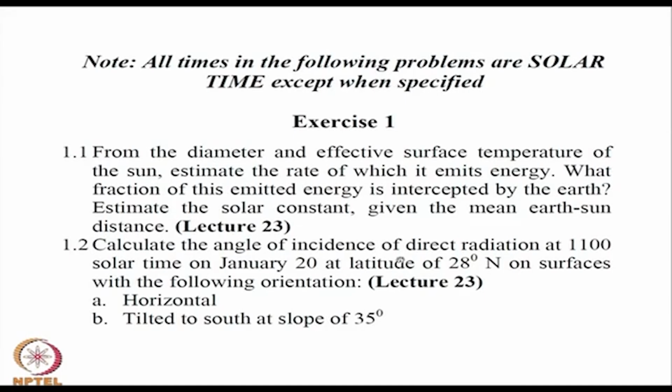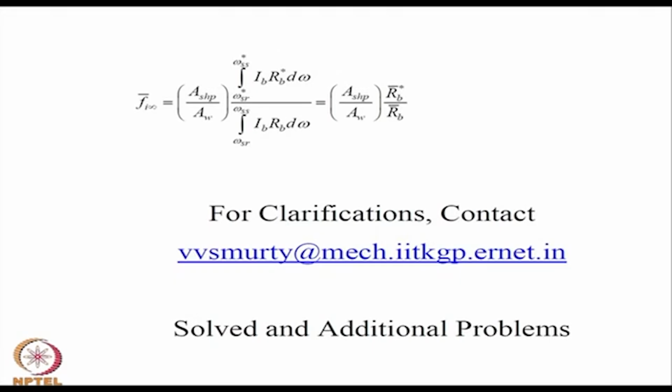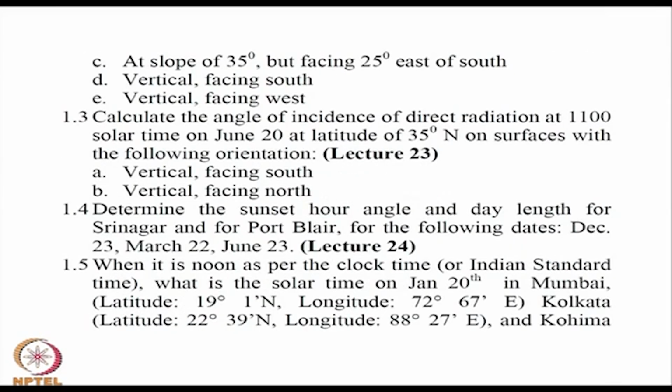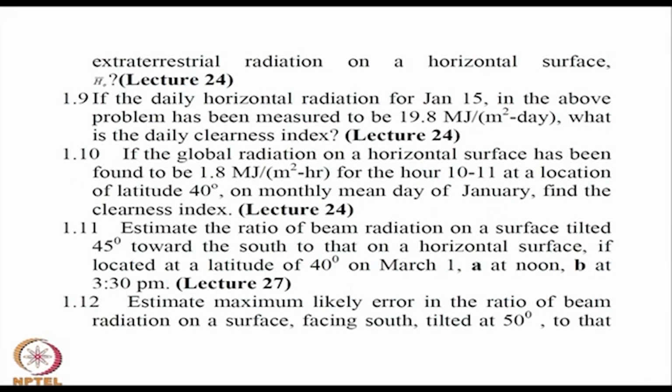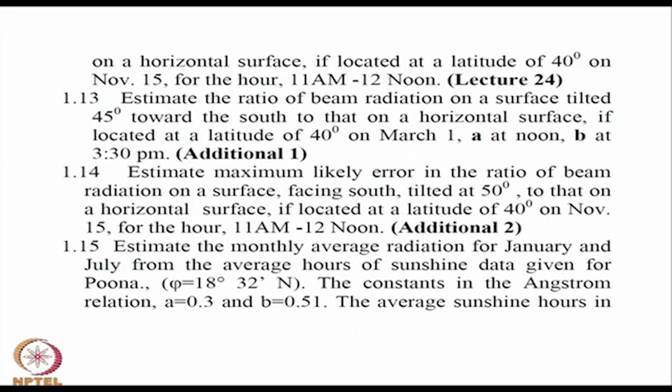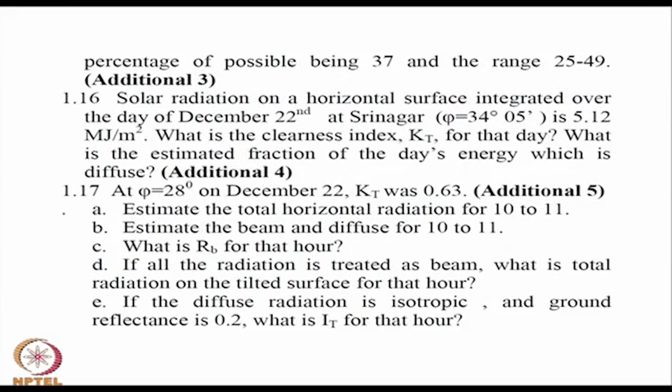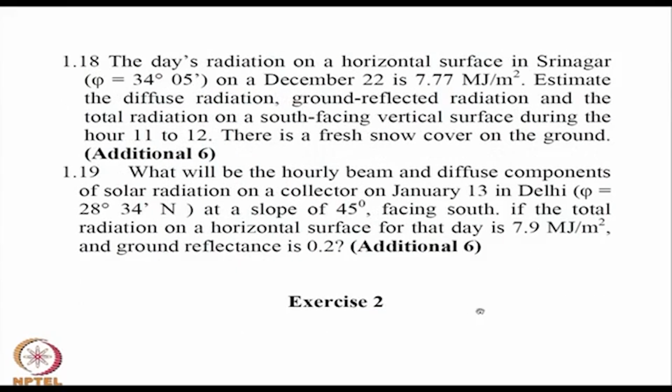So, first from the diameter of the effective sun, etc., we have made calculation, different angles of incidence, these are all under exercise 1. Then direct radiation, sunset hour angles shows essentially the difference between the days and how latitude affects these things, and similarly the day lengths are calculated here. So, there are up to 1.12 I think I have solved, and 1.13 to 1.17, 18, 19, these are the additional problems.